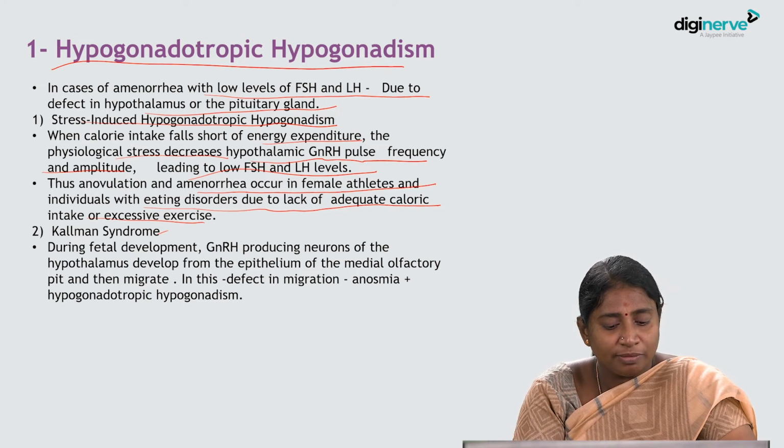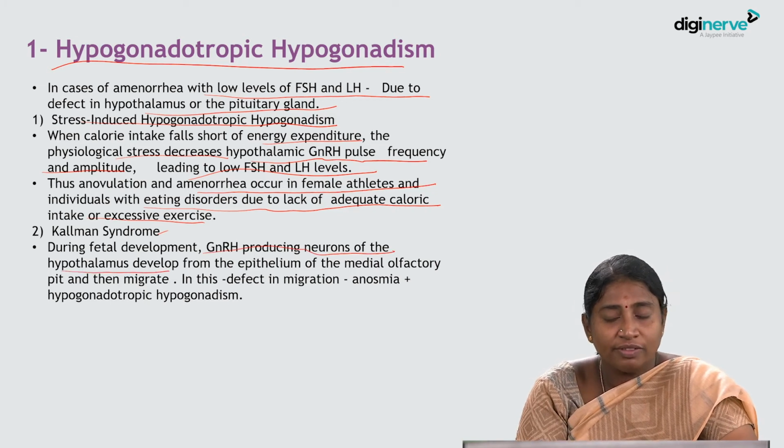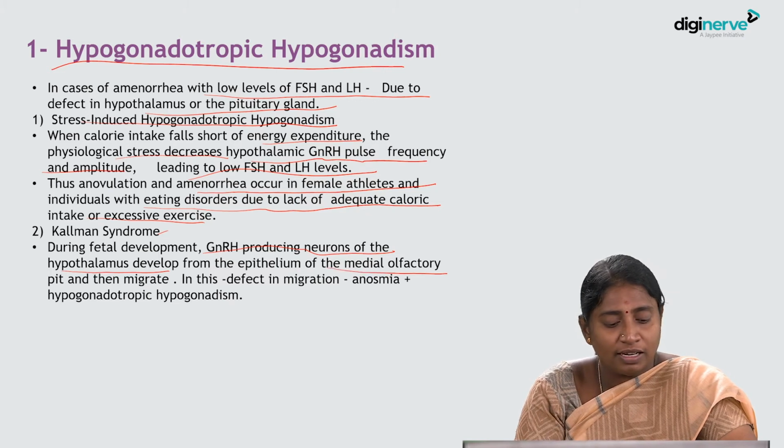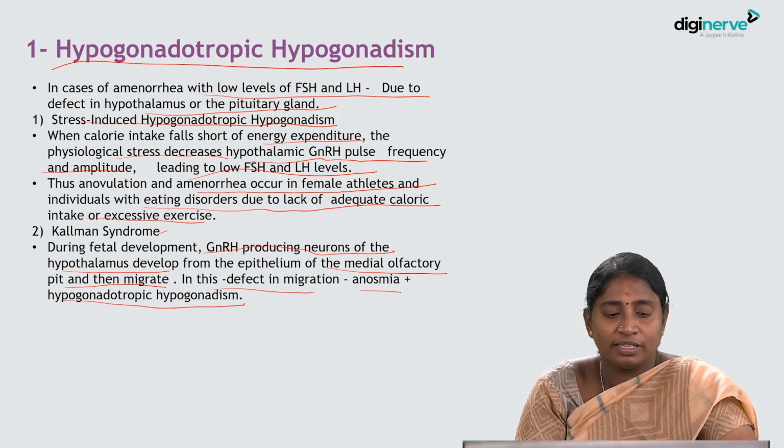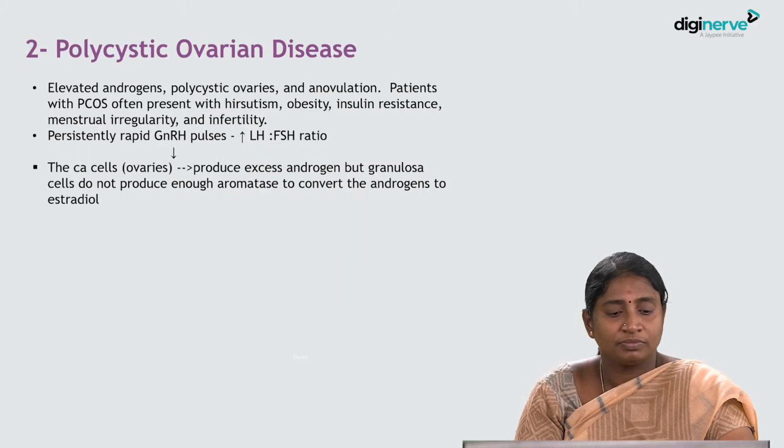What happens in Kallmann syndrome? During fetal development, GnRH-producing neurons of the hypothalamus develop from the epithelium of the medial olfactory pit and then migrate. With a defect in migration, anosmia and hypogonadotrophic hypogonadism result.